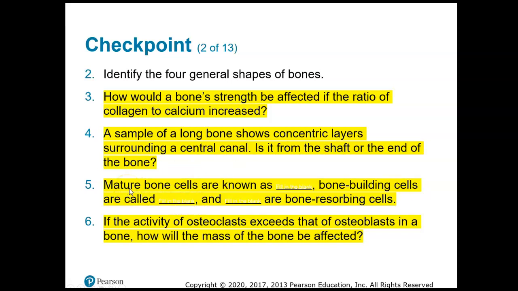All right, number 5, mature bone cells are known as osteocytes. Bone building cells are called osteoblasts, and osteoclasts are bone resorbing cells. And number 6, if the activity of osteoclasts exceeds that of osteoblasts in a bone, how will the mass of the bone be affected? And the mass would decrease because osteoclasts break down bone tissue.